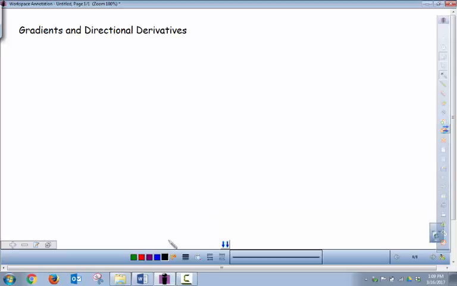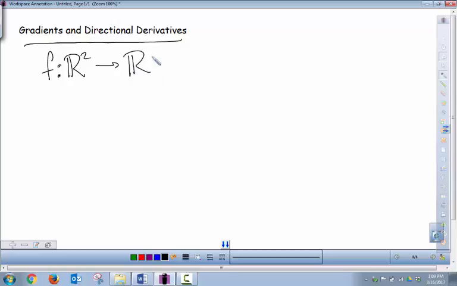Okay, our summary so far is with respect to a function from R2 to R. And what do we have? We have the gradient, which is defined to be the gradient of f equal to a vector with fx and fy.